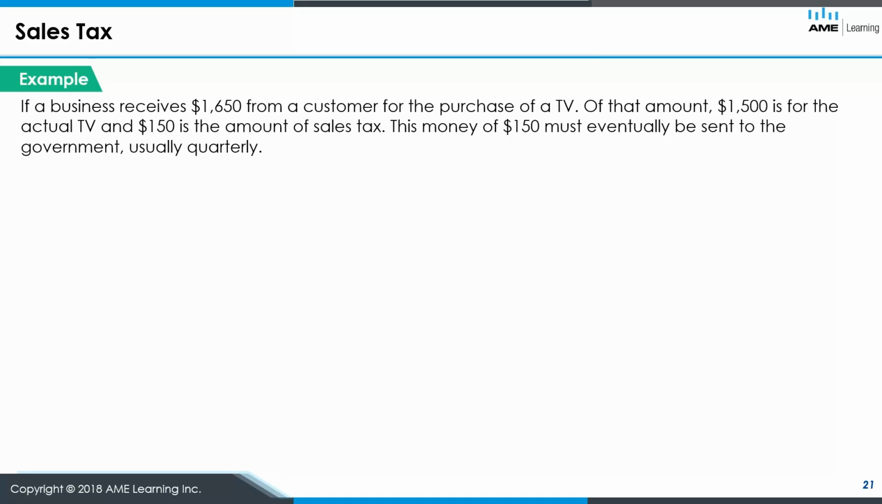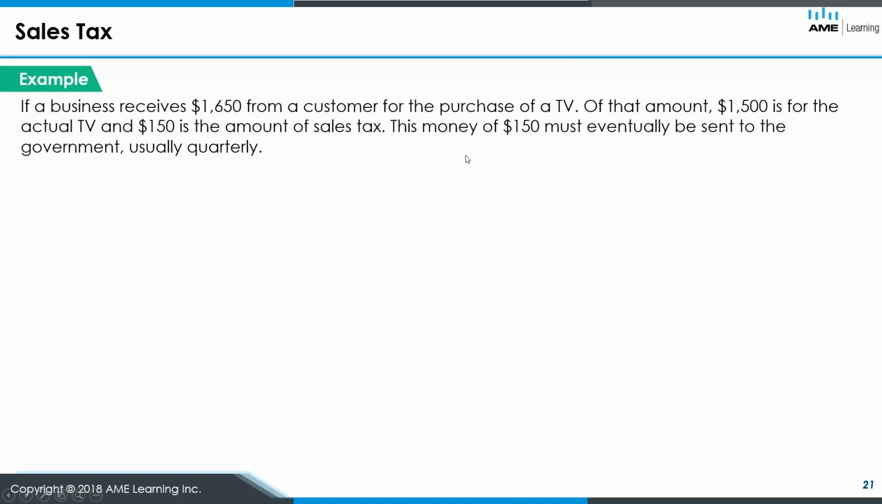But we, as the business, essentially are required to be the middleman for the government in this instance, where we have to collect the sales tax from the customer, the $150 in this example, and then eventually we have to remit those funds to the proper government entity at a later date, essentially. And as it notes here, usually quarterly, it's sent to the government. So it's a bit of a task that businesses are tasked with, collecting the sales tax and remitting it.